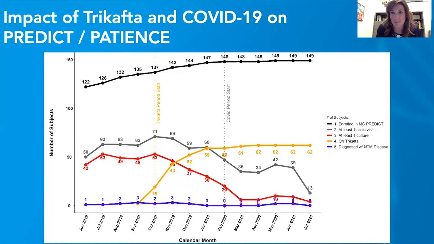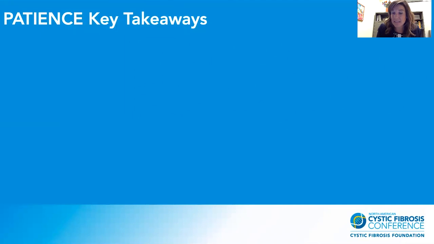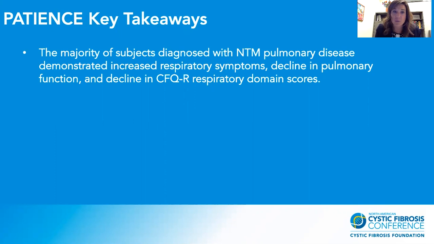So I'd like to just highlight some key takeaways related to patients. The majority of subjects diagnosed with NTM pulmonary disease have demonstrated increased respiratory symptoms, decline in pulmonary function, and decline in CFQ-R respiratory domain scores. Again, the majority of data have been collected prior to Trikafta.